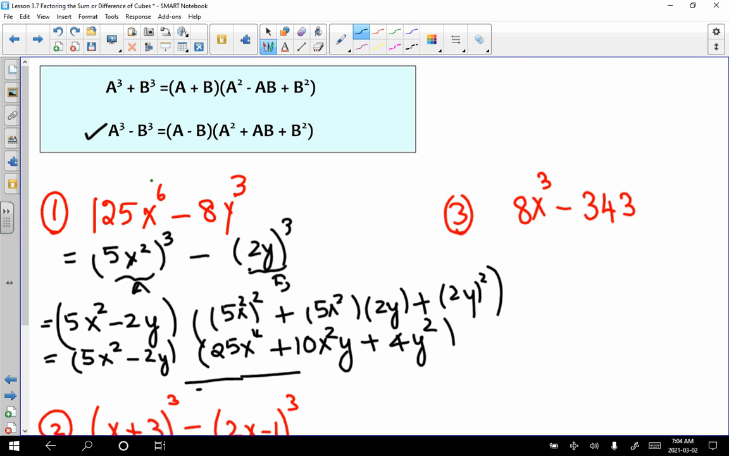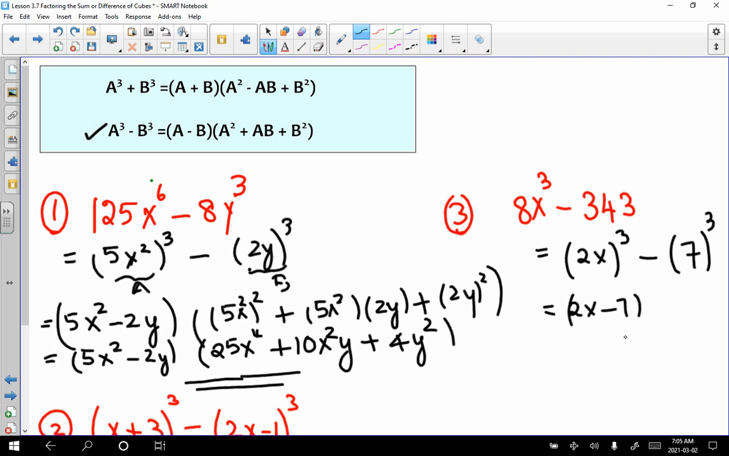That's the final answer. Let's try this one here, 8x cubed minus 343. So if you cube root 343, you'll get 7. So 7 times 7 times 7 will give you 343. You got to first write this as a difference of cubes. So it's the cube of 2x minus the cube of 7. Okay, so that's a is 2x, b is 7. A cubed minus b cubed is a minus b times a squared plus ab plus b squared. So a minus b is 2x minus 7.